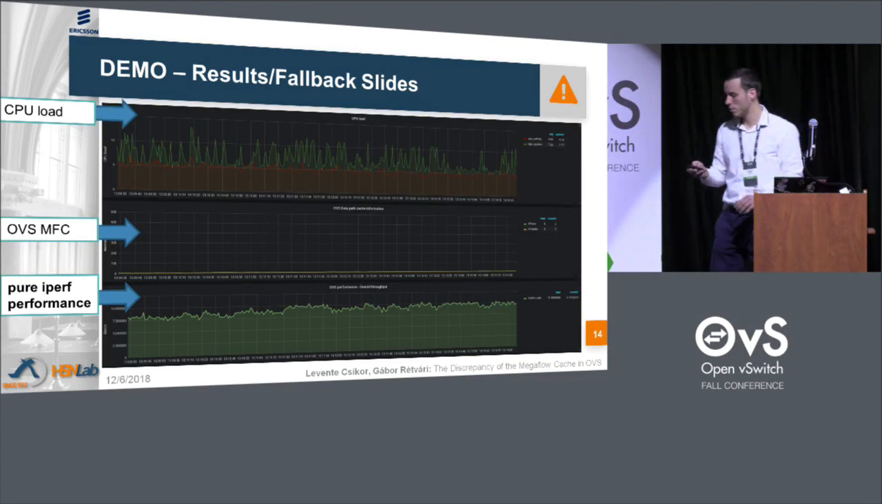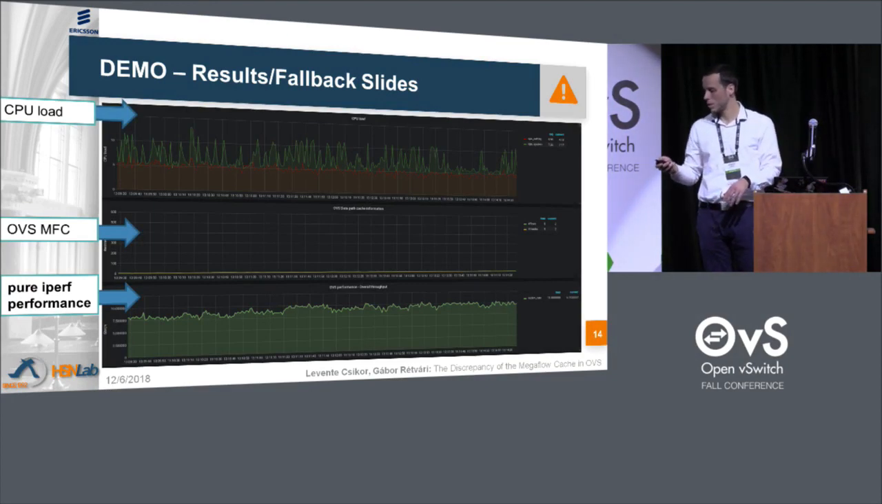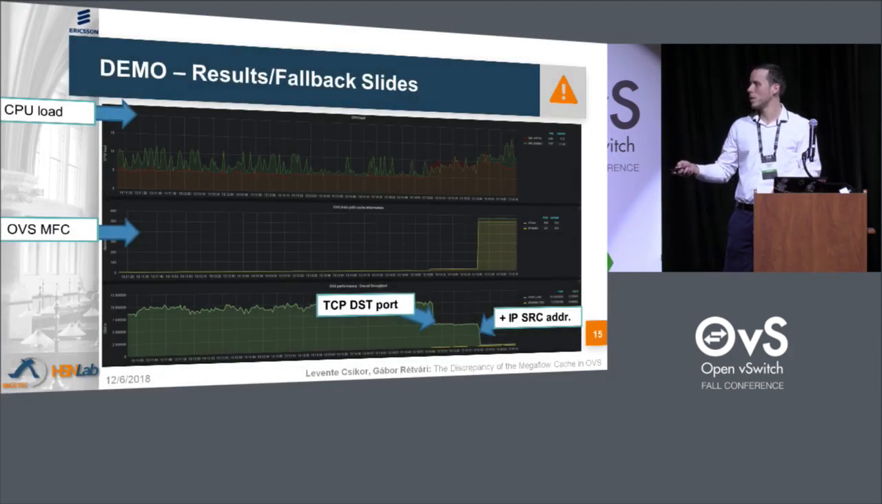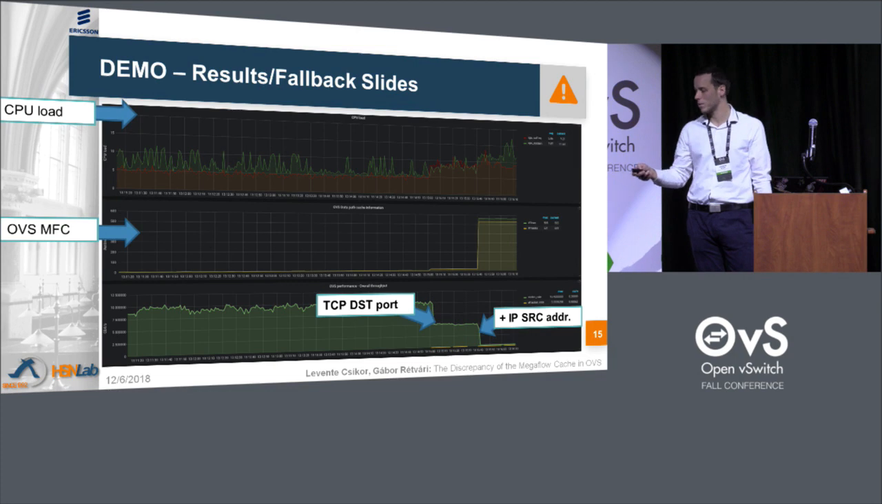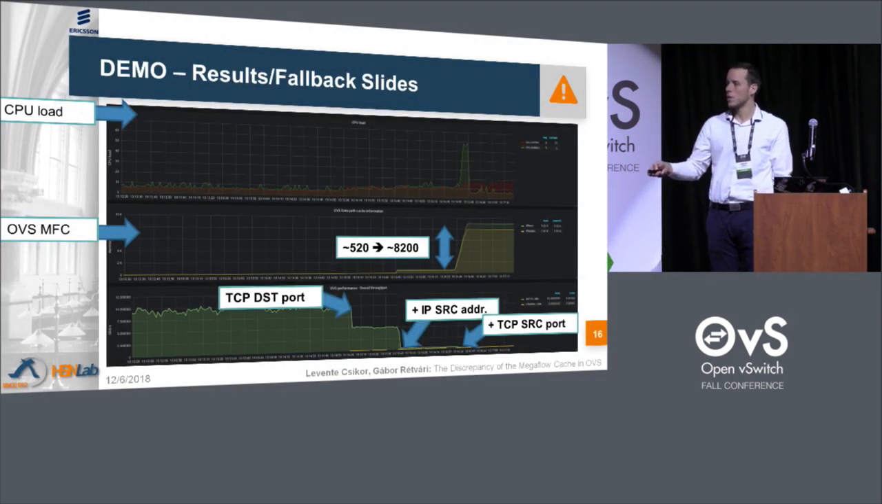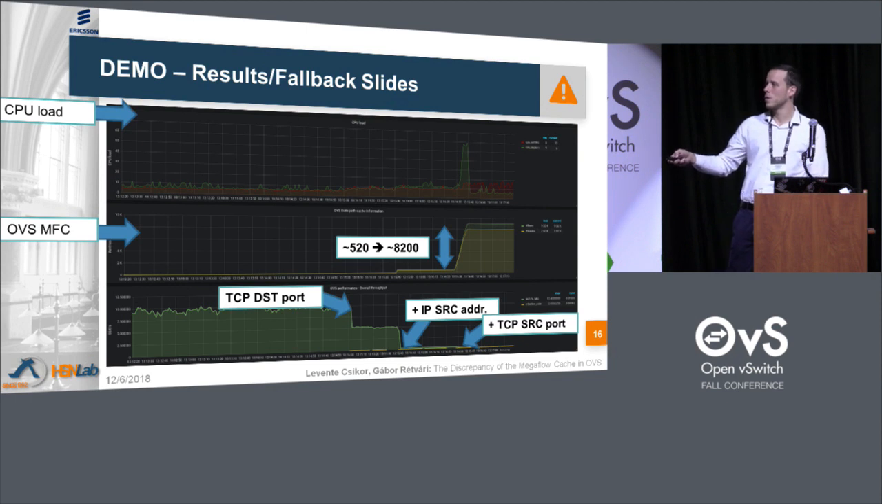So yeah, these were the fallback slides. Just to recap, this was the original one, and this is when we are on the TCP destination port as well. This is where we are also at the flow rule for the source IP address, and we can even go a bit lower if we introduce another header field, which increases the number of Megaflow cache entries from hundreds to thousands.